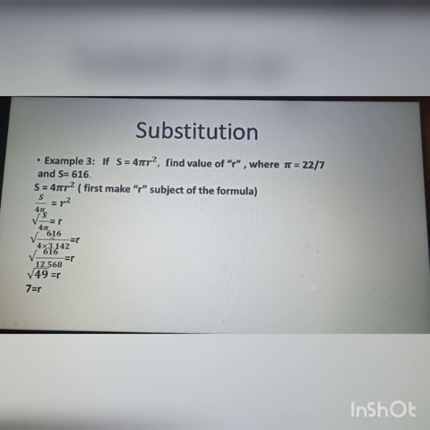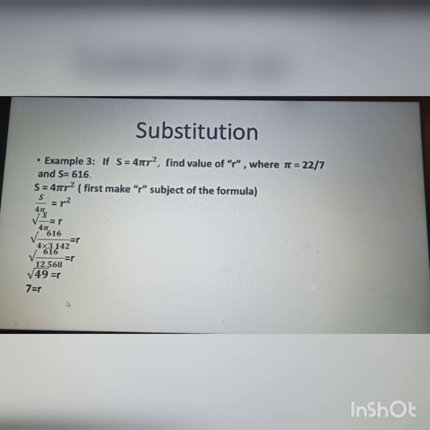After making this the subject, you are to substitute the values. The value of s was given, that is 616. Let's substitute it. 4 was already a coefficient, and for pi, 22 by 7, we get 3.142. After simple arithmetic, we get 49, and taking the square root of 49 gives us 7. 7 sevens are 49. So this is the value of r.